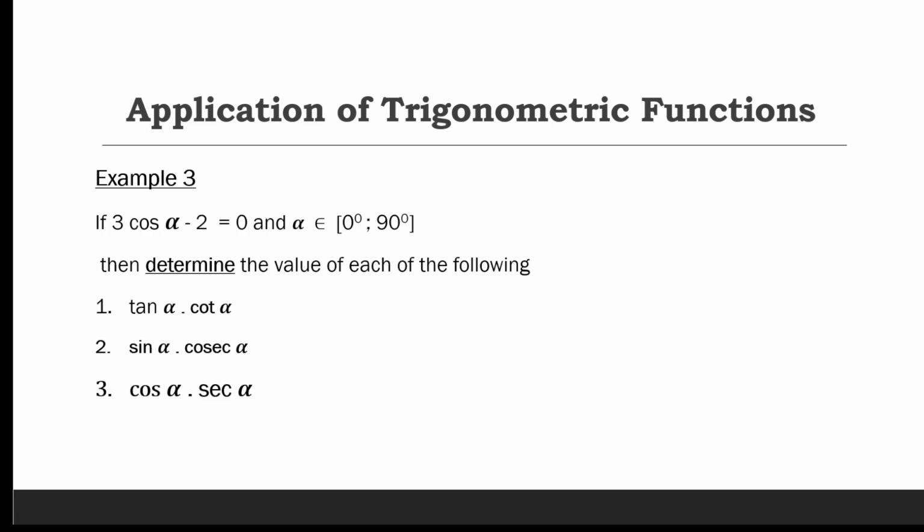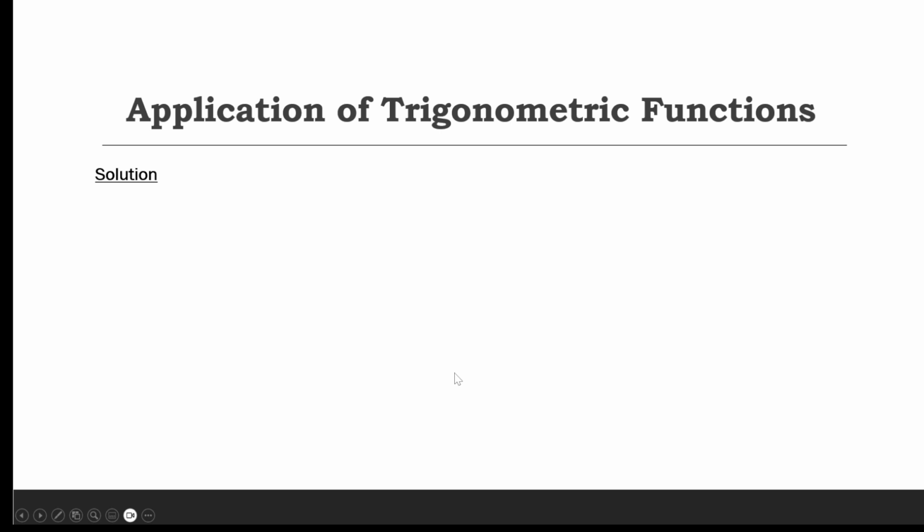If 3 times cos alpha minus 2 is equal to 0, and alpha is between 0 and 90 degrees, then determine the value of each of the following. 1. Tan alpha times cot alpha, sin alpha times cosec alpha, cos alpha times sec alpha. Now let us look at the solution.